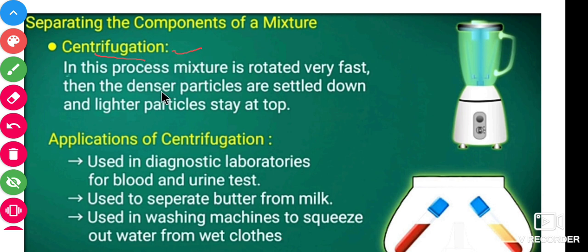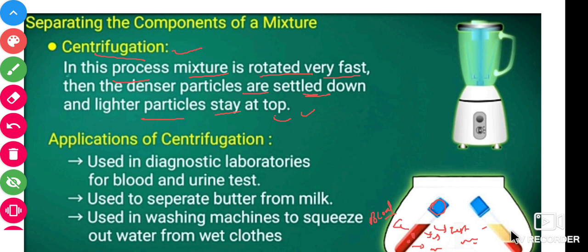In centrifugation only one physical phenomenon is important. What is the phenomenon? In this process the mixture is rotated very fast, then the denser particles settle and the lighter particles stay on top. So there is a test tube or a test tube-like thing, and the solution is blood. When the blood is rotating in a circular motion, the denser part of the blood settles down here, and the lighter particles go to the top.